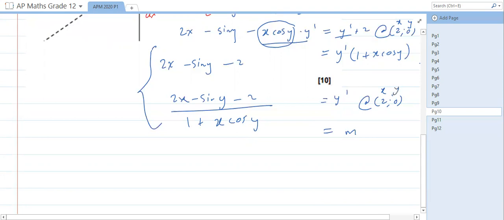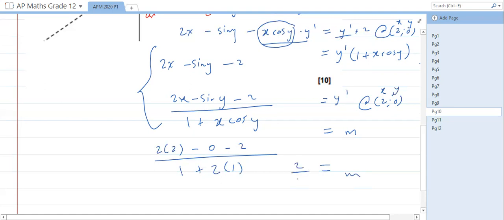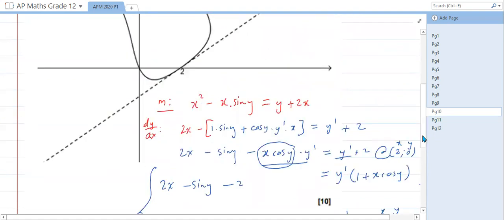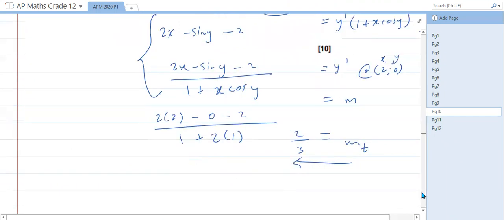Now, x is 2, so 2 times 2 minus sine of 0, which is just 0, minus 2, divided by 1 plus x, where x is 2, times cos of 0, which is 1. So the gradient is 4 minus 2, which is 2, over 3. My gradient is 2 over 3. That's the gradient of the tangent at (2, 0), and you can see this is an upward sloping line.